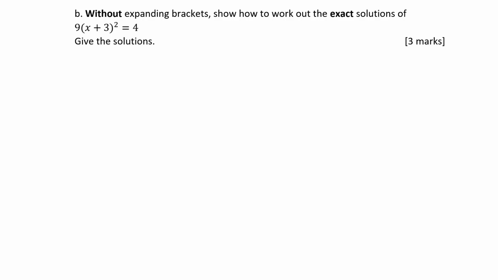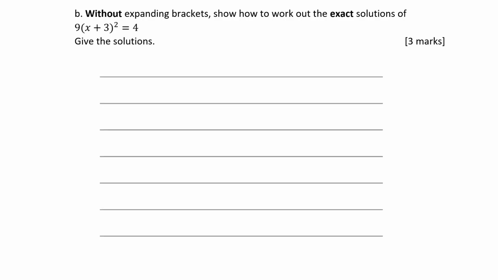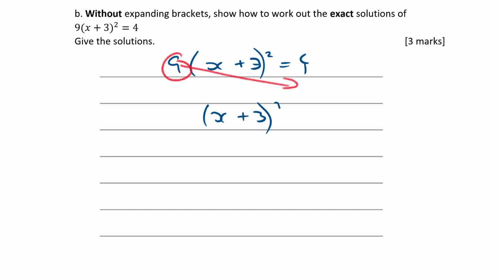Right, without expanding any brackets, show how to work out the exact solutions of 9 lots of (x + 3) all squared equals 4. Okay, so how would we work this out without expanding any brackets? Well, rather than expanding the brackets, we can first of all divide by 9. So we'll take the 9 lots of (x + 3) all squared equals 4. First, let's cross multiply that 9 to the other side. So we're going to get (x + 3) all squared equals 4/9.